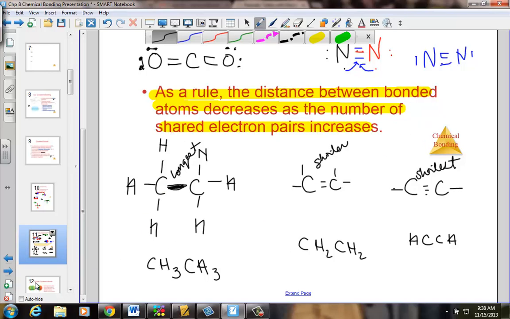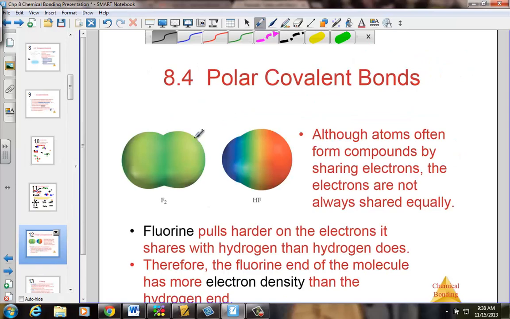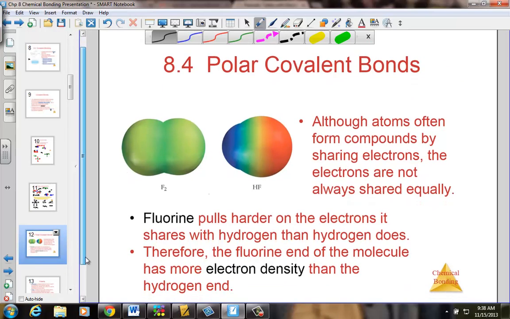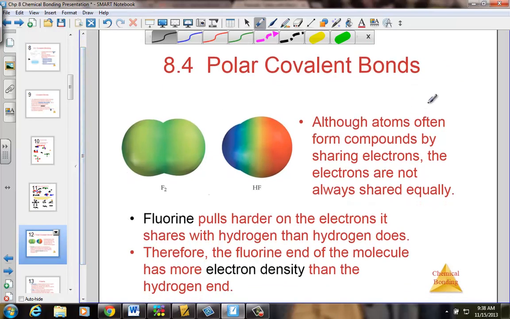Now, we've been looking at shared pairs of electrons, but just because we're sharing something doesn't mean that they're being shared equally between the 2 nuclei. And that's the topic here, brought up as a polar covalent bond. The term polar means that we have regions in the molecule that have different sets of charges distributed within it.